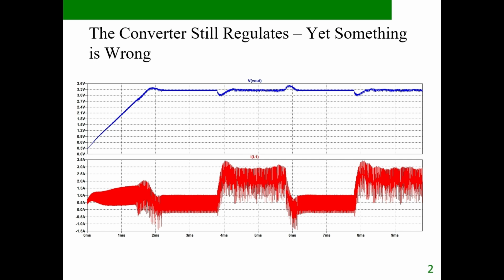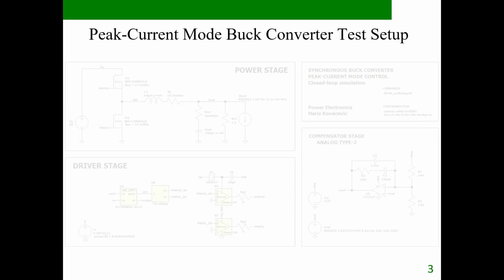This immediately raises an important question. If the converter still regulates the output voltage, why does the inductor current look like this? And where do these additional oscillations come from? Before answering that question, let us first look at the converter used in this demonstration.